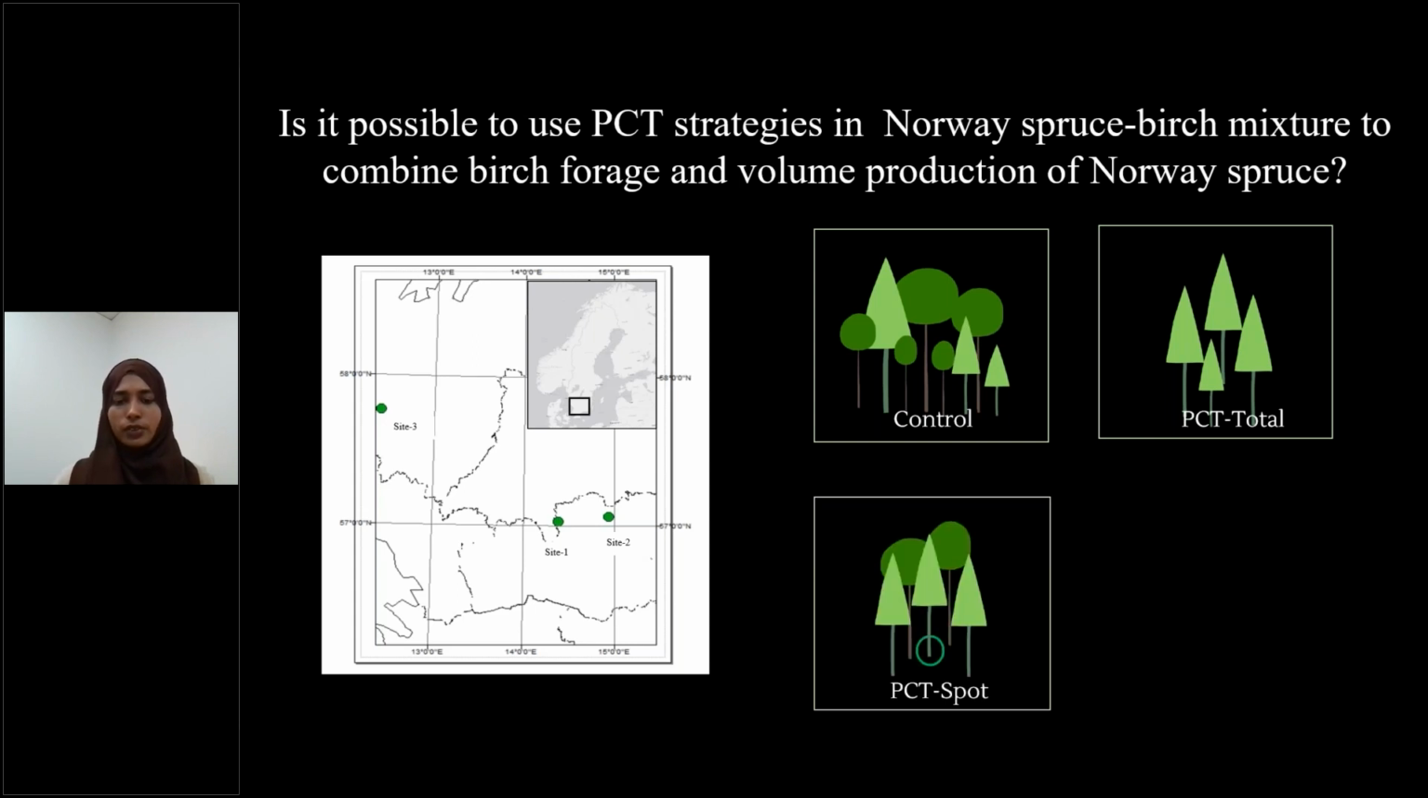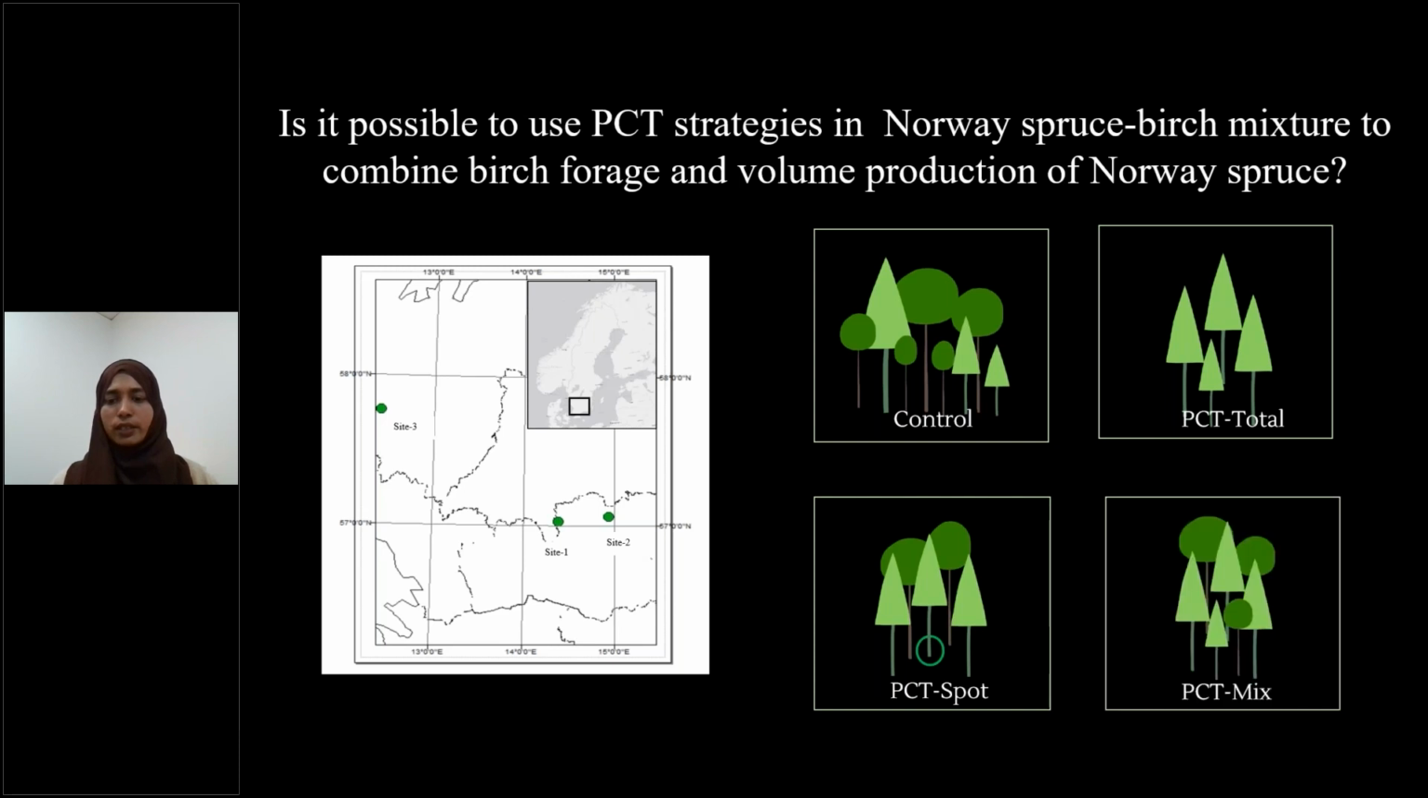And there is the second one, PCT spot. So there was like 2,000 Norway spruce per hectare. And around each Norway spruce, there is like a 0.7 meter radius, and we removed everything within that area, and the rest of the broadleaves were there.